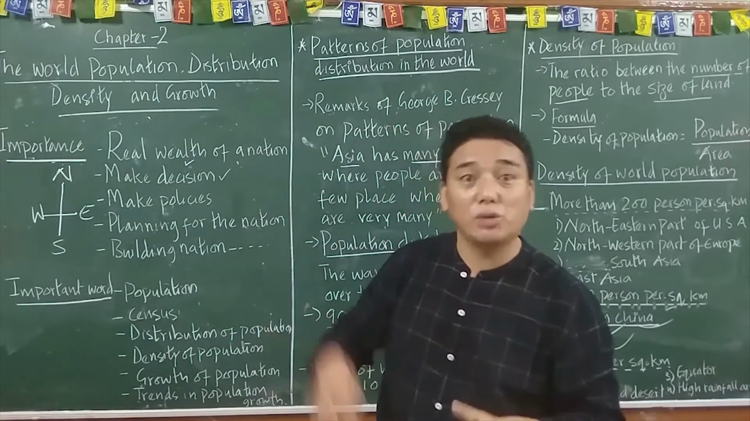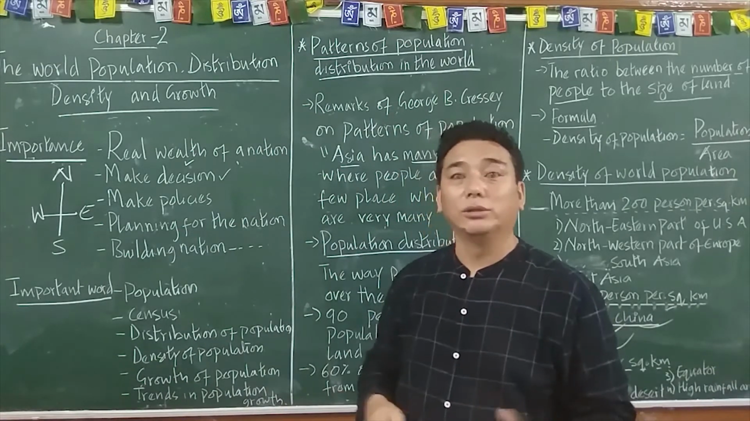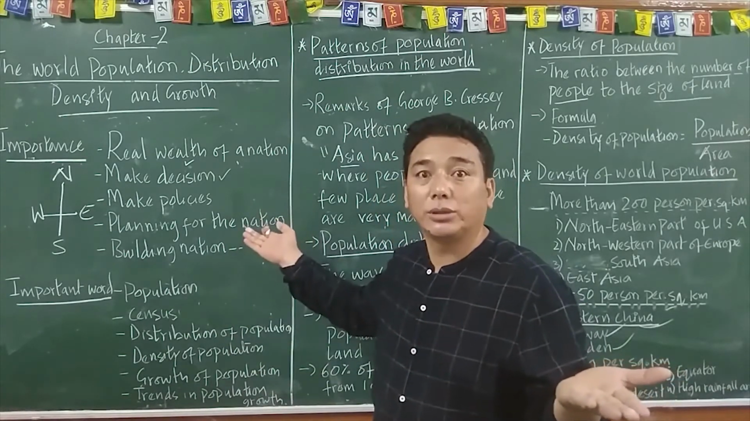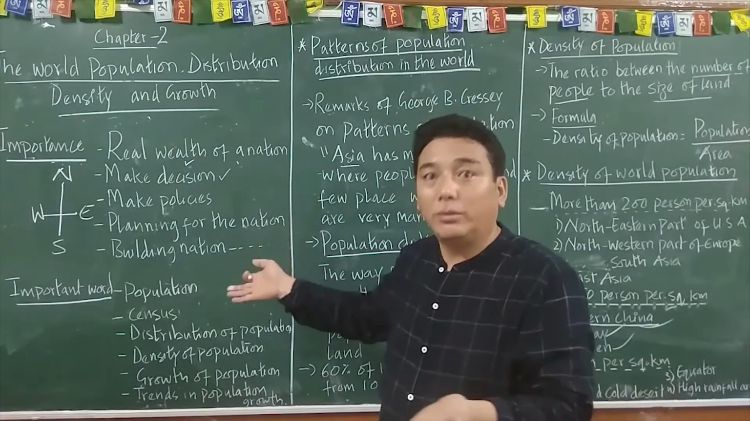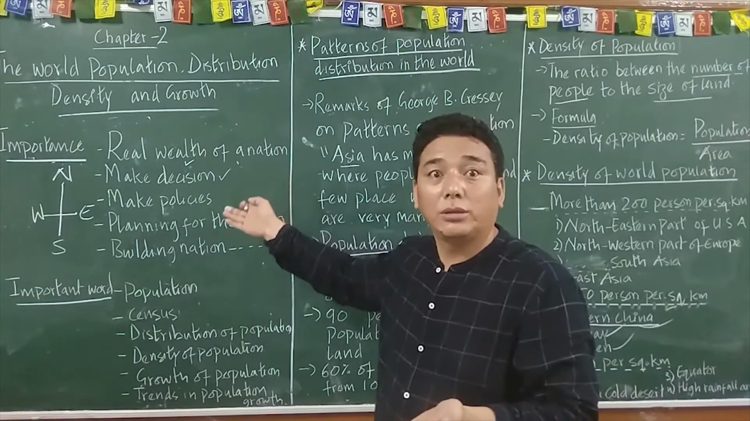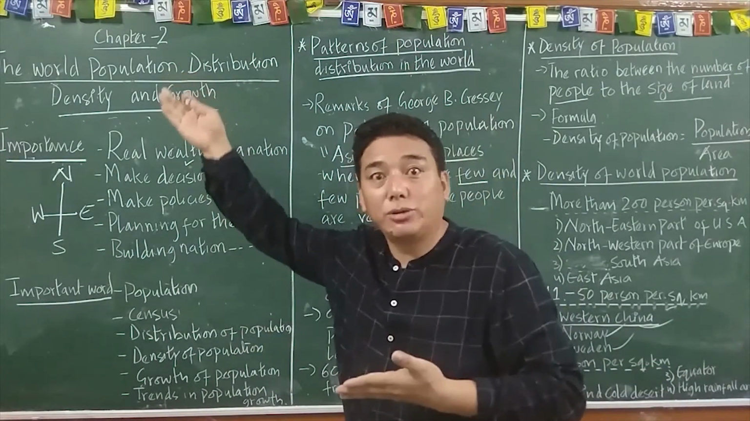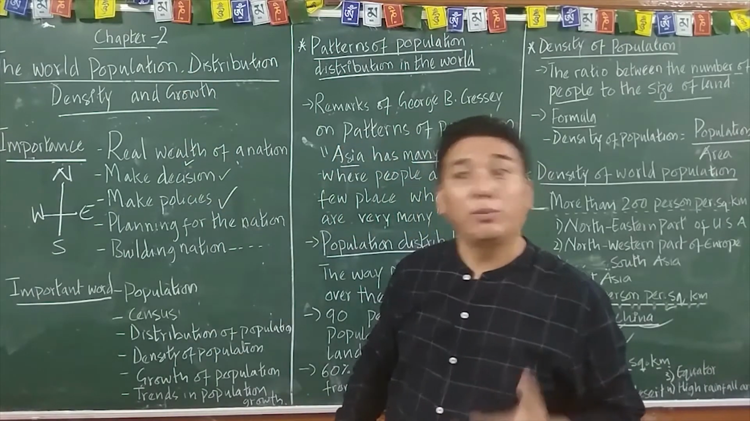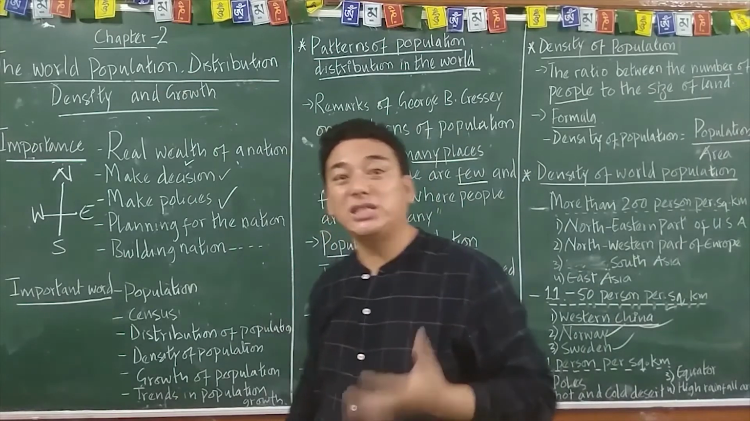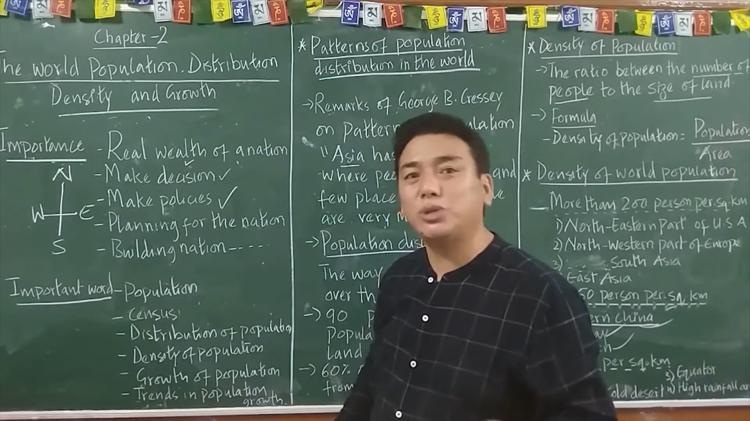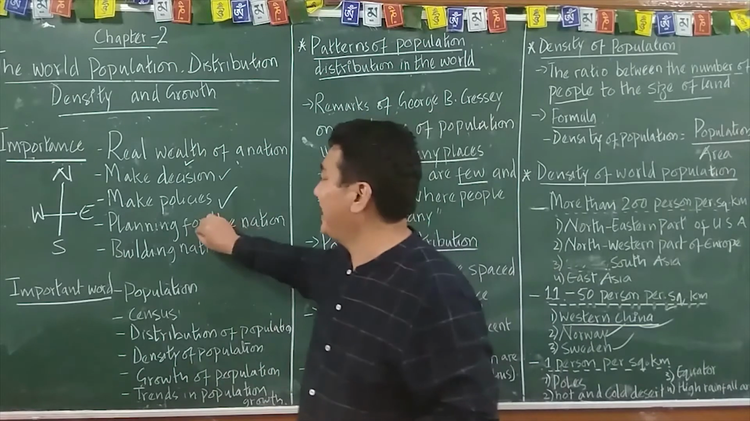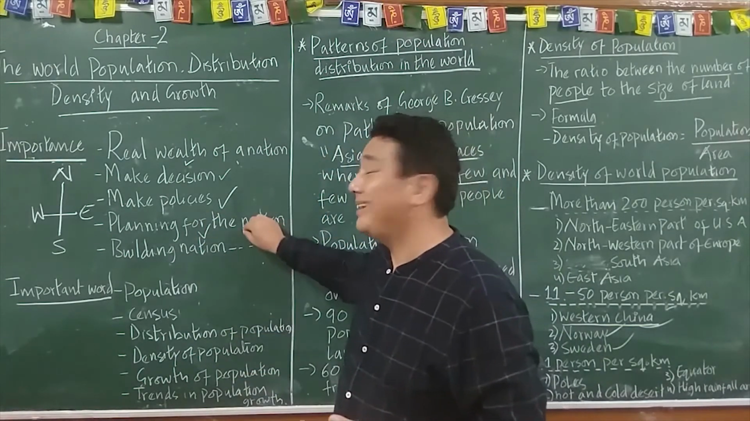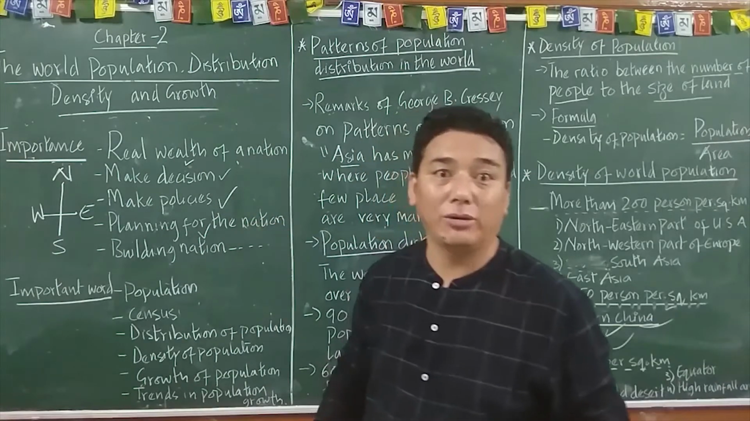Population shapes the culture. Population checks the rules that make policies, and policy and planning, like a 5-year plan.